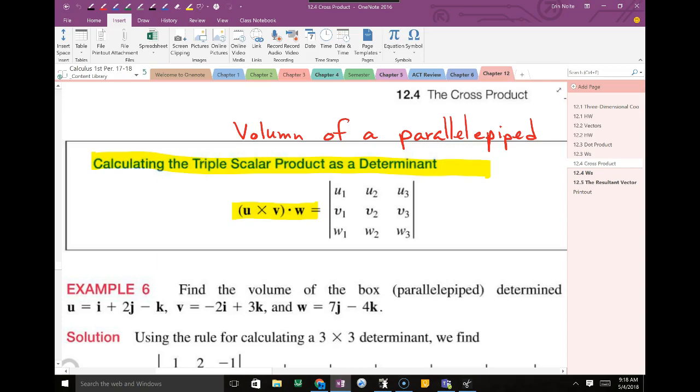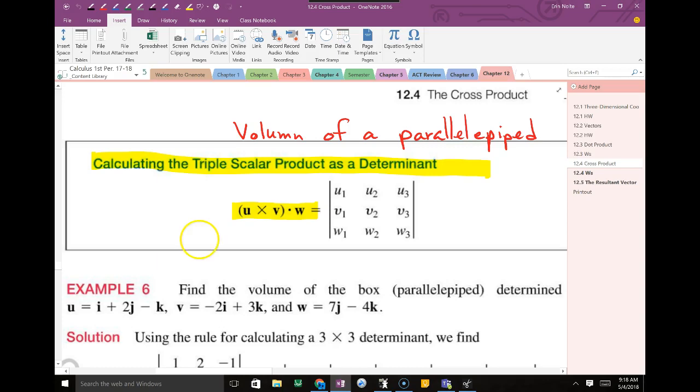Anyways, that's not right. But it should create more of a 3-dimensional parallelogram, which creates a volume. Okay, so it creates a volume.